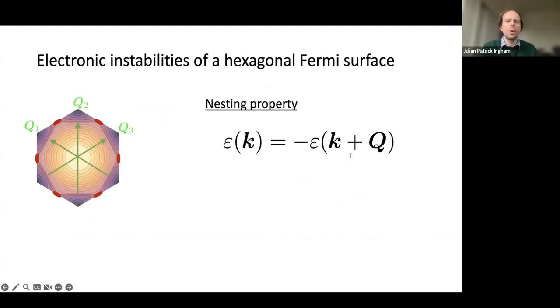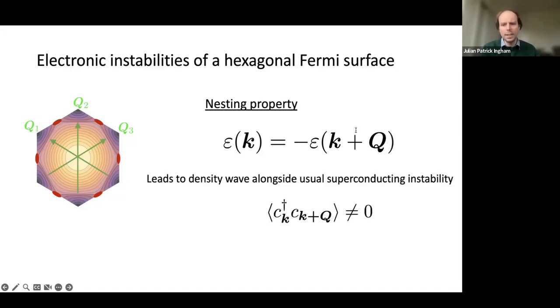Okay, so with that background, I'm going to start talking a little bit about theory by discussing the role of the electronic band structure in the formation of various ordered states. A Fermi surface is unstable to superconductivity whenever there's a weak attractive interaction, but a hexagonal Fermi surface has something called the nesting property, which says that if you shift your momentum by one of these nesting vectors qi, your energy goes to minus itself. And in this situation, the Fermi surface is unstable to the formation of a density wave state with a periodic modulation of the charge with wave vector qi.